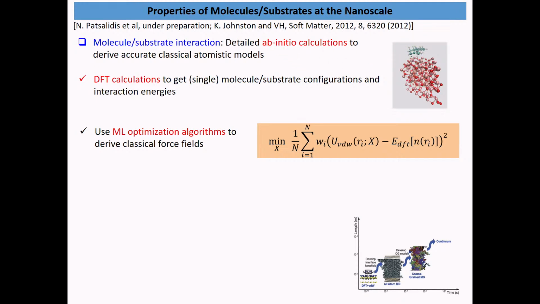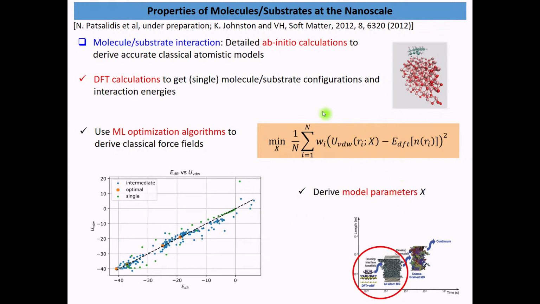So what we do in the next step is simply to define an optimization problem here. We have the DFT data, we have the classical representation. The classical representation is conditioned on some model parameters X, and by solving this optimization problem, for example using machine learning techniques, we are able to find the best set of model parameters that describe the entire system. And this is a typical plot in these optimization problems. You have the energy from the density functional theory and the energy from the classical interaction. As you see, the agreement is relatively good. So this is the way to derive model parameters at the classical level.